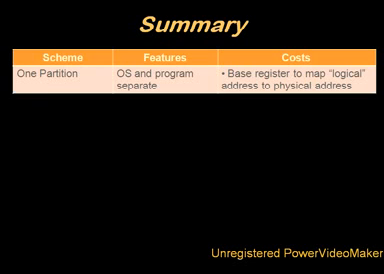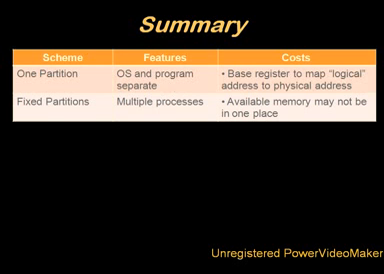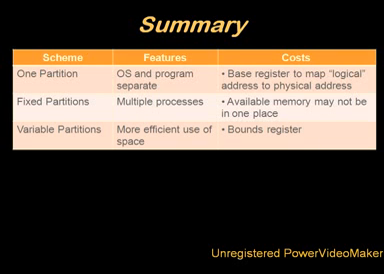So let's summarize memory management. Quick and easy, one partition keeps the operating system and the program separate, and we use a base register or some tricks in the loader to map logical addresses to physical addresses. Multi-programming with fixed partitions supports multiple processes. Now, the cost is all our available memory may not be in one place, and so we've broken up the ability to run larger processes or optimize how much memory we're using. Variable partitions give us more efficient use of space, but take more overhead because I have to check whenever I'm running past the end of my partition.